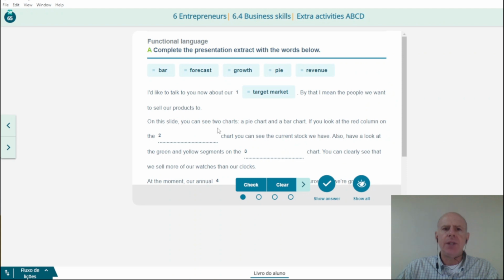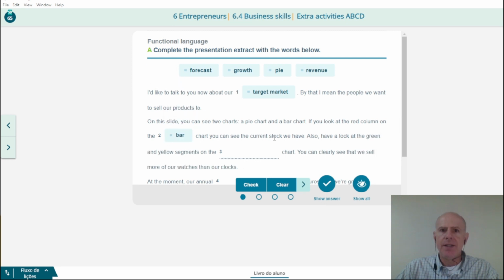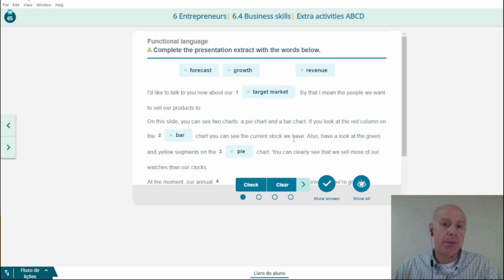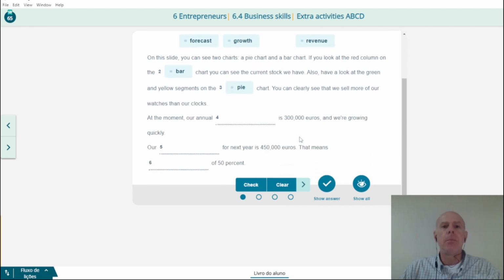On this slide, you can see two charts, a pie chart and a bar chart. If you look at the red column, where do you have columns? On a bar chart or on a pie chart? A bar chart, right? You can see stock, the current stock we have. Also, look at the green and yellow segments on the pie chart. We call them segments, the parts of a pie chart.